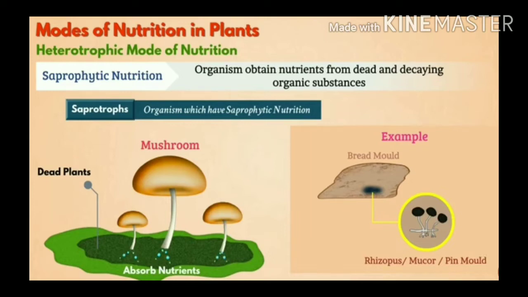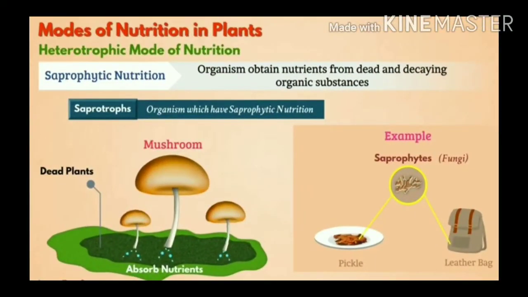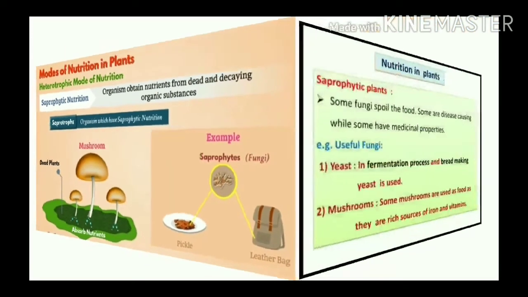Such a mode of nutrition in which organisms obtain nutrients from dead and decaying organic substances is called saprophytic nutrition. And the organisms which have this mode of nutrition are called saprotrophs. See to your right hand side. Other examples are bread mold, also known as Rhizopus, Mucor or pin mold. Often food like pickle or leather materials like bags get spoiled because of saprophytes such as fungi.